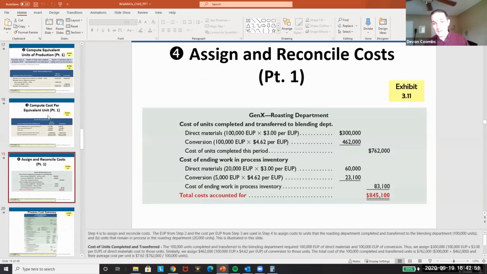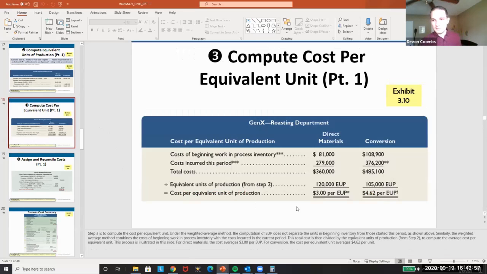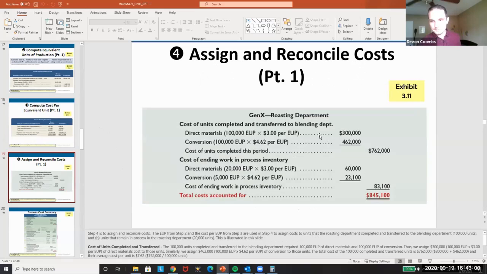And then at the end, we'll assign and reconcile the costs. And so here we know the cost of units completed and transferred. Well, we figured out the 360,000, or sorry, the 300,000.